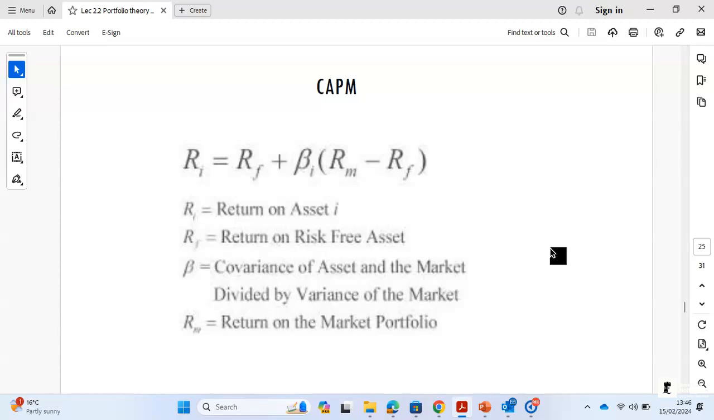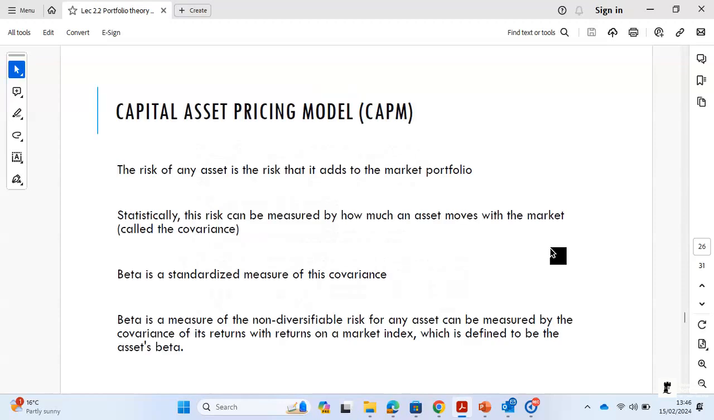If you invest in Facebook, what you should care about is the beta of Facebook, because that measures the riskiness of the Facebook stock relative to that of the market. If Facebook is more risky than the market, your expected return should be higher. If Facebook is less risky than the market, your expected return should be lower than that of the market portfolio. So beta is really important as it measures the systematic component of the risk.